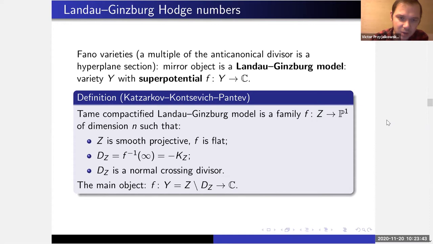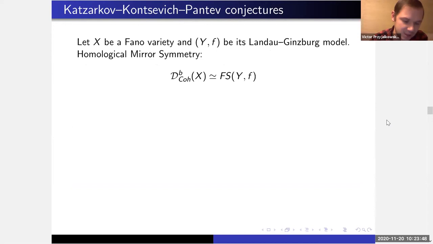And having it, let's discuss the first version. There are two definitions of analogs of Hodge numbers for Landau-Ginzburg models. So let's start from the first one and from the motivation of this definition. Having a Fano variety and its Landau-Ginzburg model, one half of homological mirror symmetry says that the derived category of coherent sheaves of our Fano variety should be equivalent to the Fukaya-Seidel category of the dual variety.